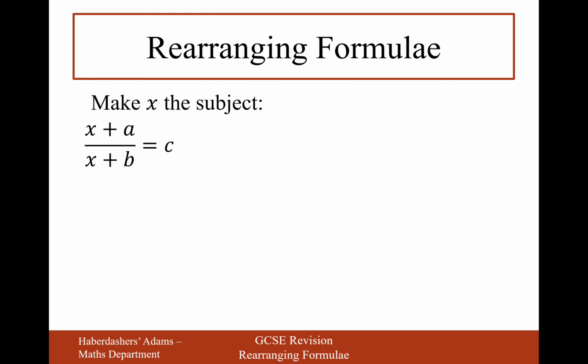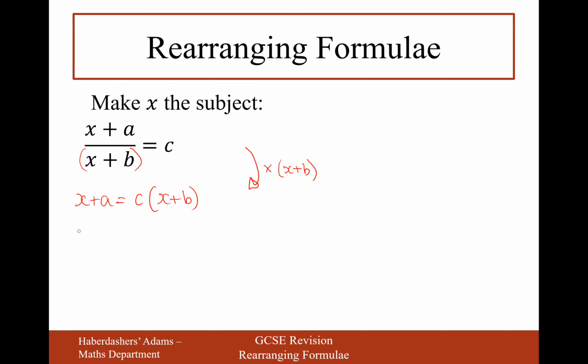Let's move on to the next one. So what I'm going to need to do first here is to make it all on one horizontal line. That'll be nice and much better than it is at the moment. So I'm going to put in brackets the denominator and multiply it to the other side. Multiply by x plus b. So I'm going to get x plus a equals c times in brackets x plus b.